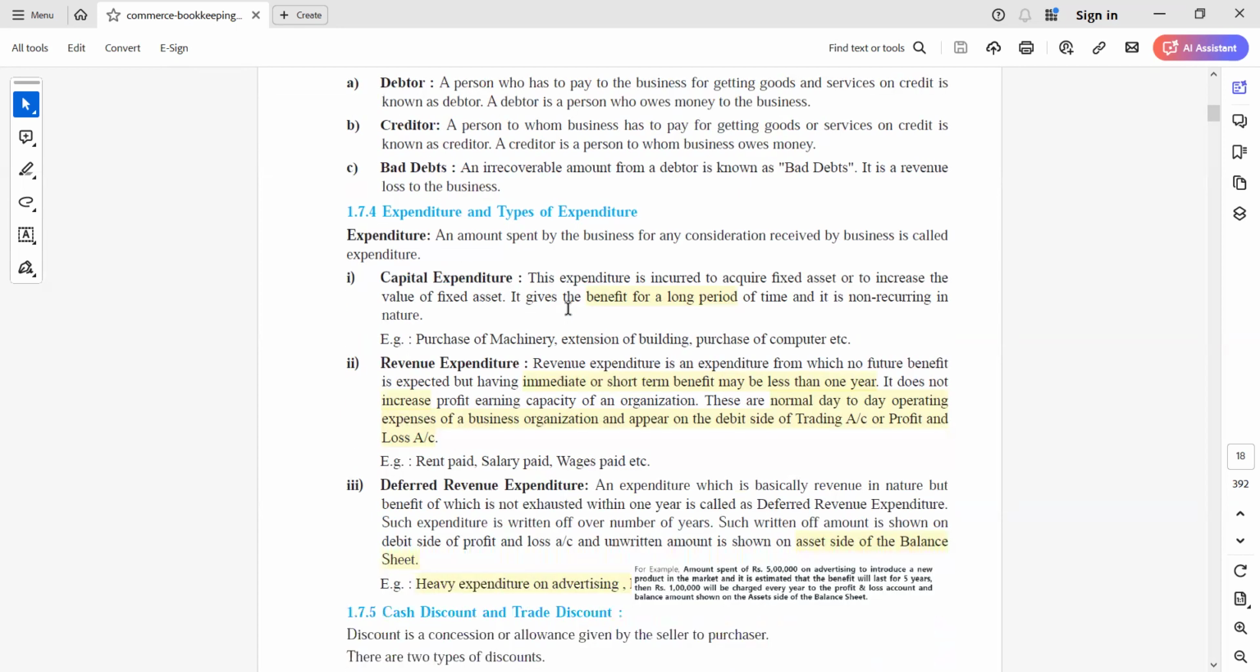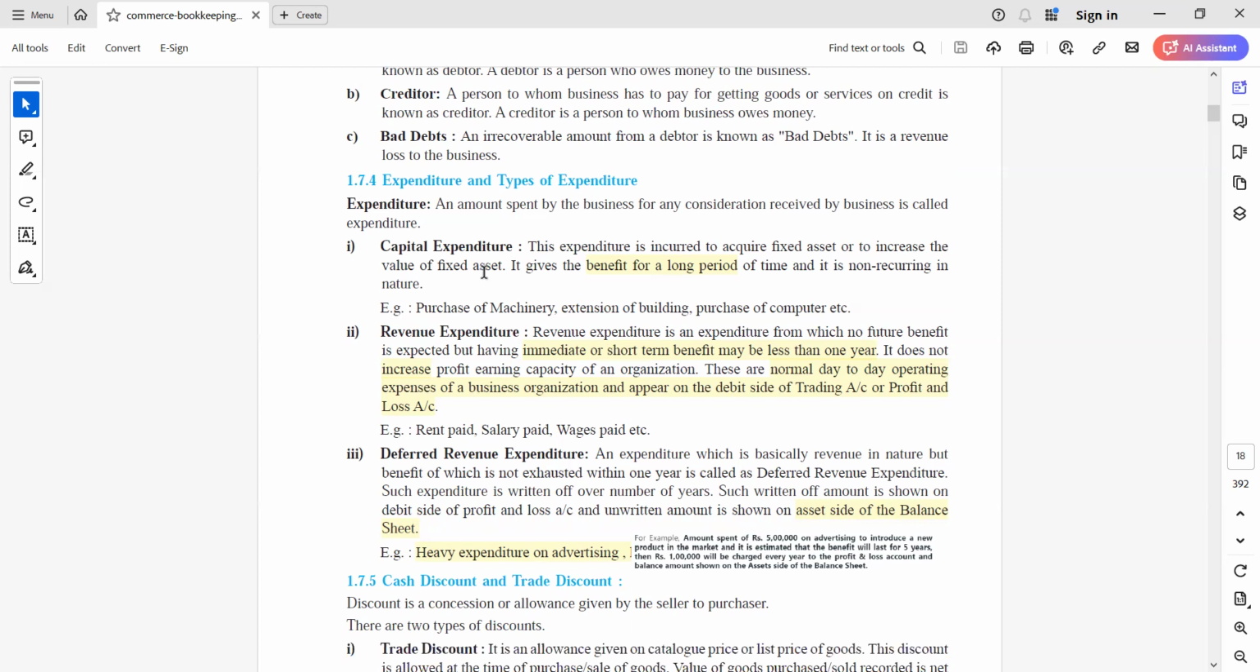Now, 1.7.4, expenditure and types of expenditure. The amount spent by the business for any consideration received by the business is called expenditure. Capital expenditure: this expenditure is incurred to acquire a fixed asset or to increase the value of a fixed asset.